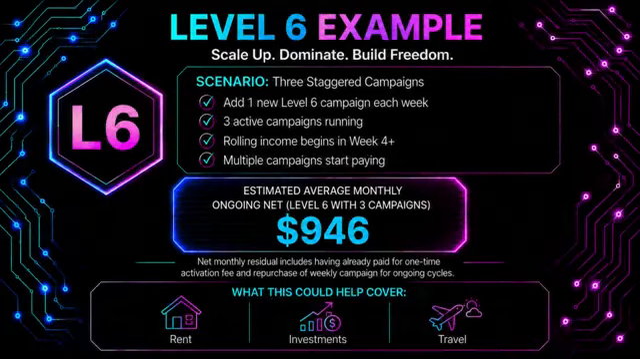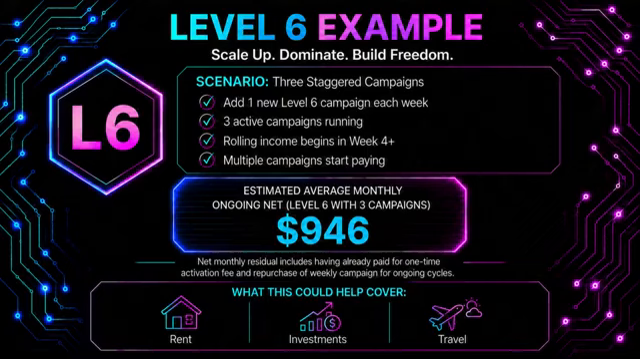At level 6, the same staggered structure becomes more powerful. The member adds one new level 6 campaign each week, creating 3 active campaigns running in a staggered cycle. As the campaigns begin overlapping, the estimated average monthly ongoing net is 946 USDT. This is where the strategy can begin to feel like serious supplemental income. For many people, that could represent a meaningful contribution toward rent, investments, or a travel budget.